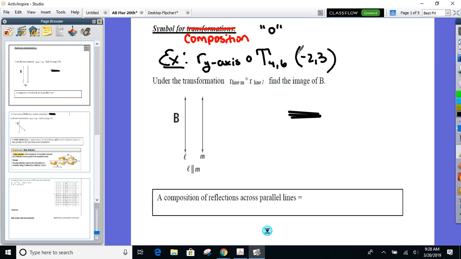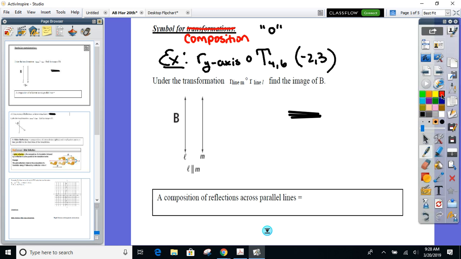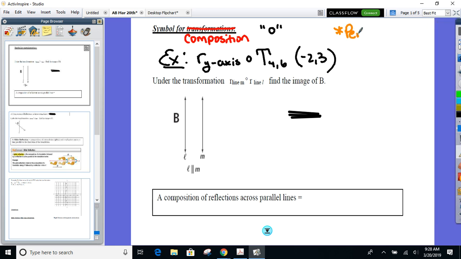What do I do first? Do I reflect or do I translate first? Ready? These are red, and this is going to be a little tricky for you to remember. Performed right to left. All right, these compositions are performed right to left. So now let's answer Anthony's question. What would I do first? Translate, then whatever point I got from that, I would reflect over the y-axis, and I start with 2, -2, 3. Okay, so that's what that's talking about right there. Everybody good?